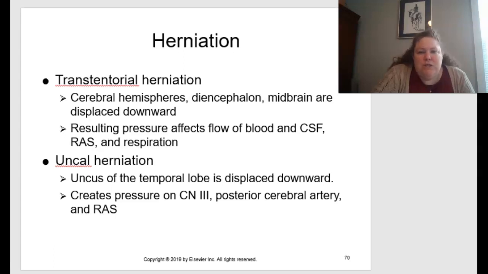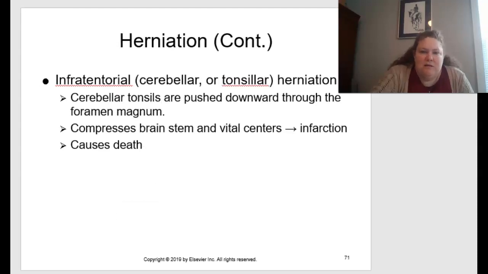So what about herniation? Well, we have transtentorial herniation, and this would be where you have your cerebral hemispheres, the diencephalon, and the midbrain that would be displaced downwards. And this can result from the pressure effects of flow of blood through the CSF, the RAS, and respiration. You can have uncal herniation. This would be where the uncus of the temporal lobe is displaced downward, and this is going to, in turn, cause pressure on cranial nerve 3, on the posterior cerebral artery, and on the RAS.